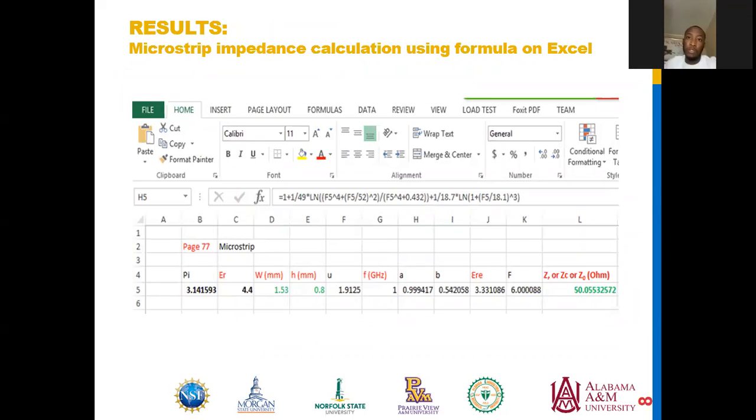And this is the results from Excel. At the bottom, ER, which is the relative dielectric constant, is set at 4.4. Width is set at 1.53. Height, 0.8. We have a frequency of 1 gigahertz. Equivalent relative dielectric constant set at 3.3. And our impedance is 50 ohms. Each formula is in the previous slide presented by Jackson.